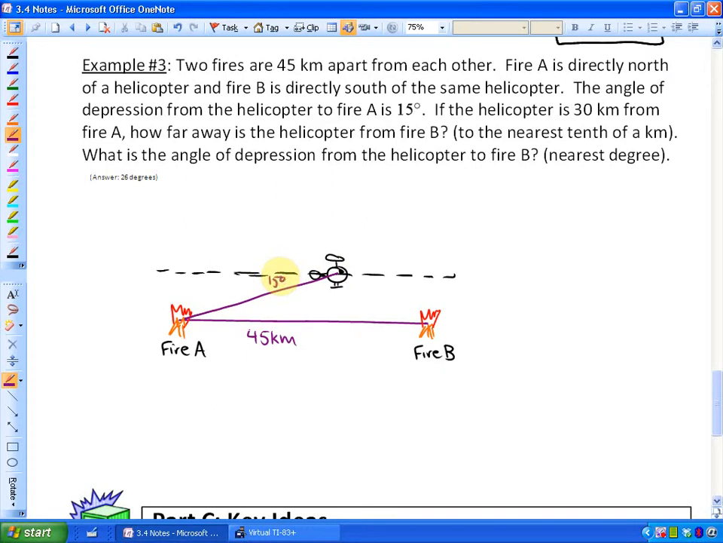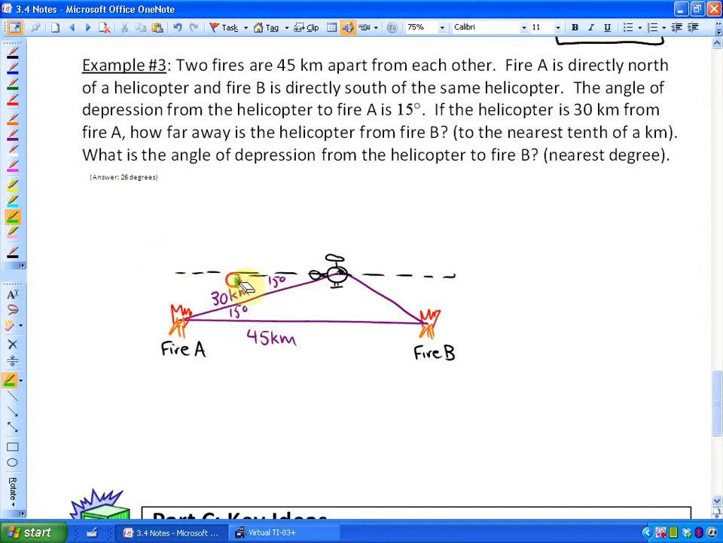And let's just complete this triangle. So this is 15 degrees as well. I'll tell you why in a second, and this is 30 kilometers. So the reason that I knew that this was 15 degrees is because we have 2 parallel lines, the bottom line and the top line, which means that these 2 angles are alternate interior angles, and they must be equal to each other.